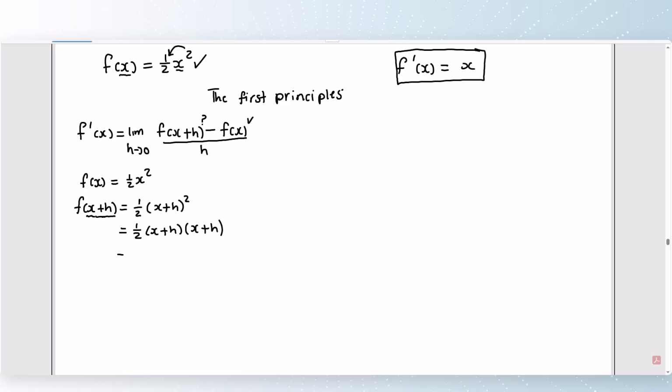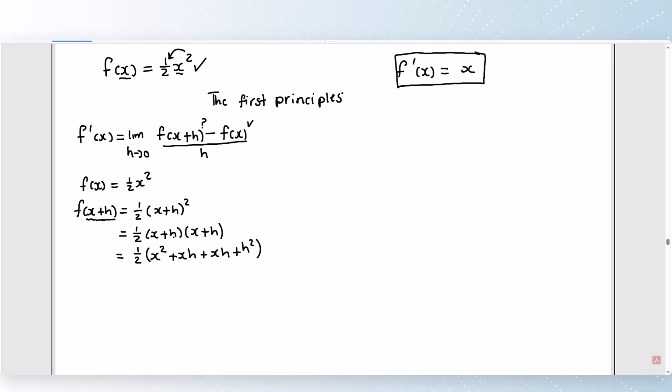Going back to multiplying binomials. Remember when I taught you how to multiply binomials or brackets? So we need to apply that here. Half, we're going to multiply the brackets. X times x is going to be x squared. X times h is xh. H times x is xh. H times h, h squared. Lovely. Let's consolidate. X squared, xh plus xh is going to be 2xh plus h squared.